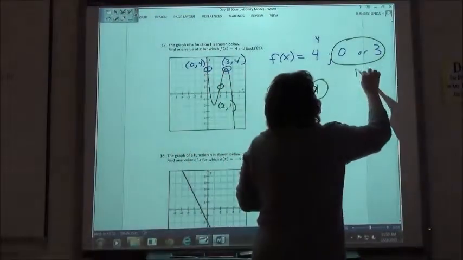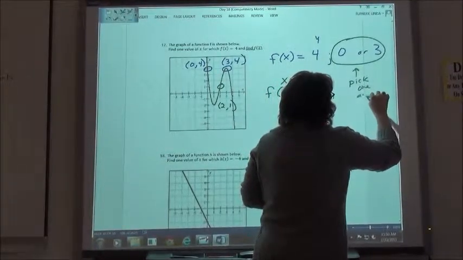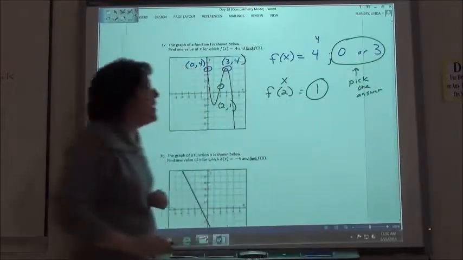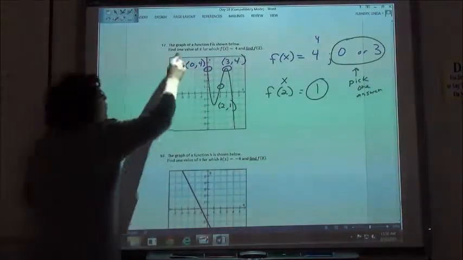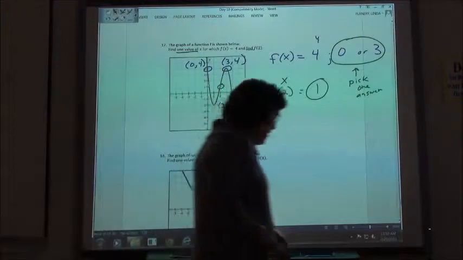I'm just going to put a little note here. Pick 1 answer. Don't put them both in, just put one of them in, because it just says find one value. One last one.